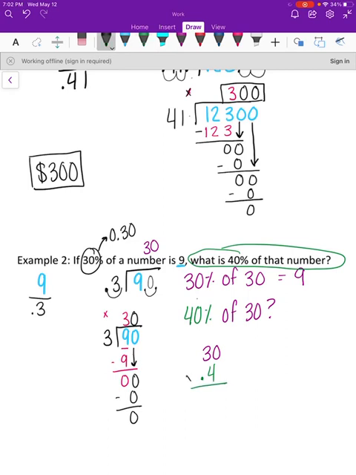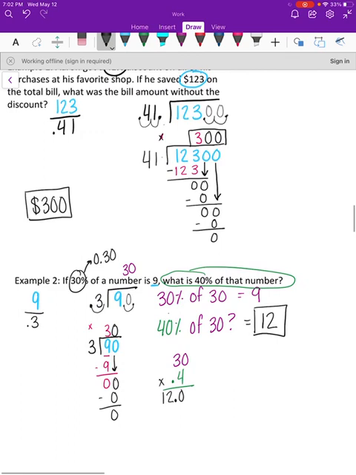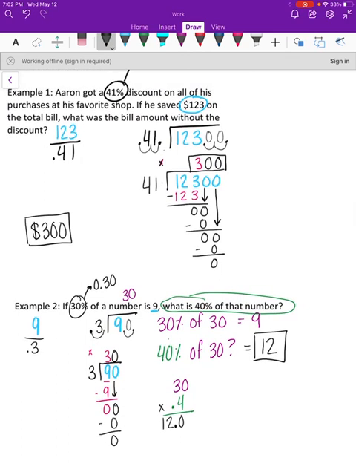And we're going to multiply pretty much like normal. 4 times 0 is 0. 4 times 3 is 12. And we're going to move the decimal place over right here. And that's our answer, 12. So although we had to do some extra steps to get to that answer, our final answer for this problem is 12. A lot of steps for that. So here are your 2 examples for this module.